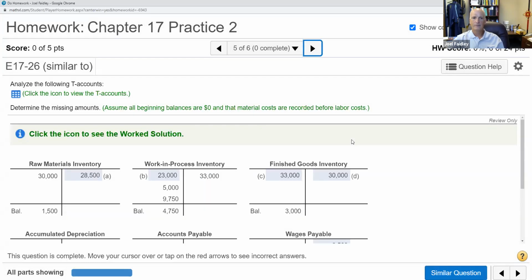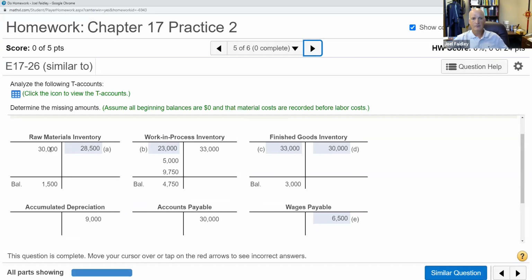All right, number 5, and this is sort of a puzzle. If I've got 30,000 beginning and ending 1,500, that's got to be 28.5. Same way here, 47.50. If I add back to 33, and then subtract the 97.50 and the 5, that's going to give me 23. All right, so all my debits minus my credits must equal this. If that's 3, and some of this you have to carry from what you just previously calculated.